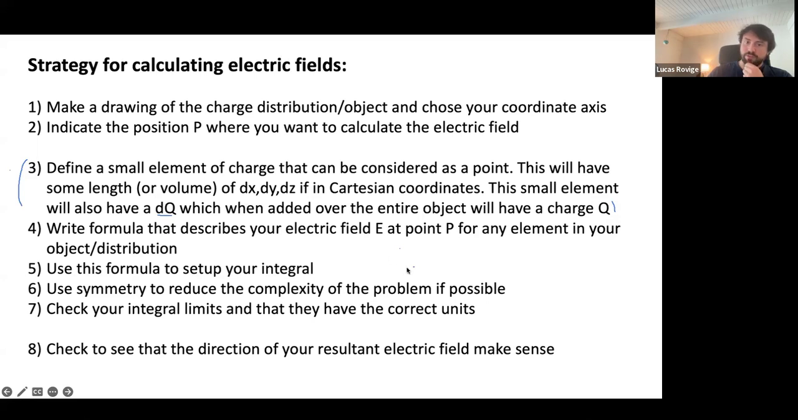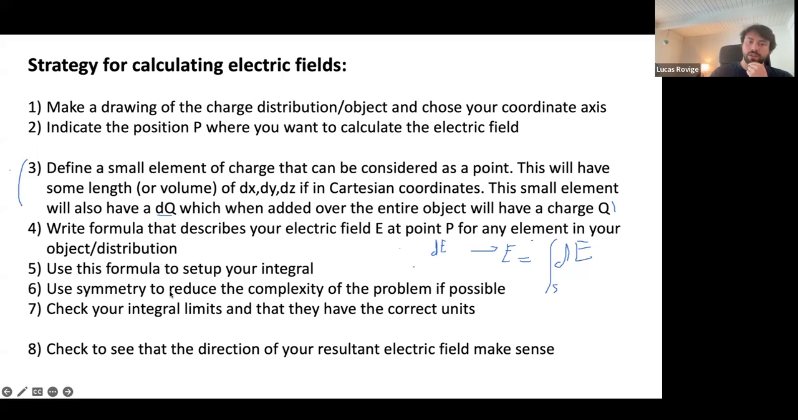And so now we have dE, the small contribution of the electric field from a small element of charge dq. And so to get the total electric field E, we just integrate over all the dE on the system. We just integrate this small contribution to the electric field from the small element over the whole system.